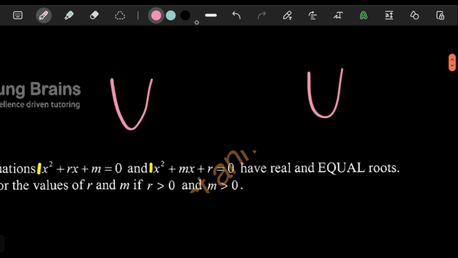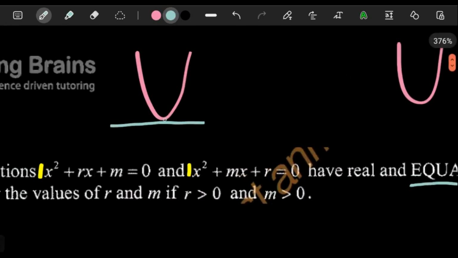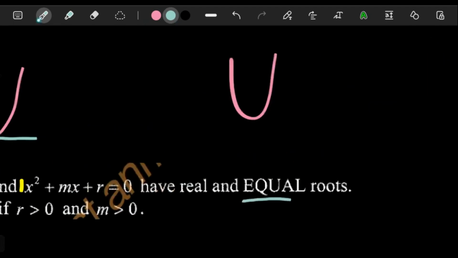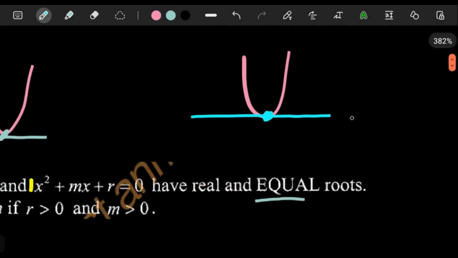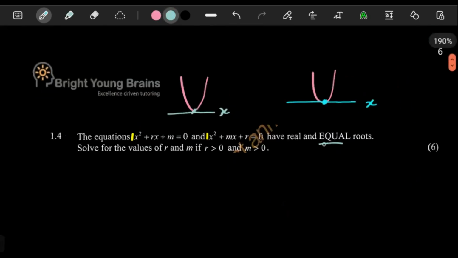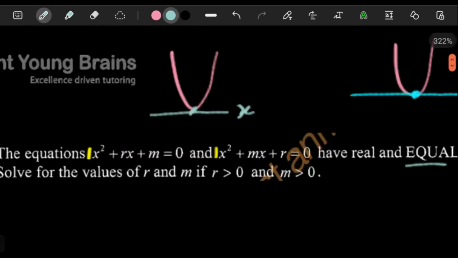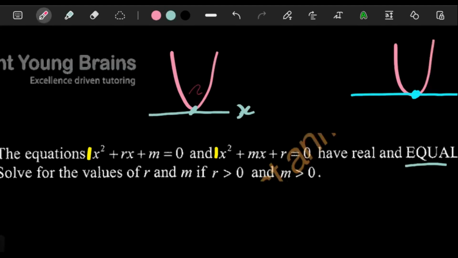we know that if you have a smiling parabola, however the parabola looks, as long as it's smiling, if it has equal roots, what that means is your parabola touches the x-axis once. So both of these parabolas touch the x-axis once. That's what this is telling us, real equal roots, because a root is basically an x-intercept. So this has one x-intercept, this also has one x-intercept. That's what it means when roots are equal, because when your equations are factorized, they would have two brackets that look identical.